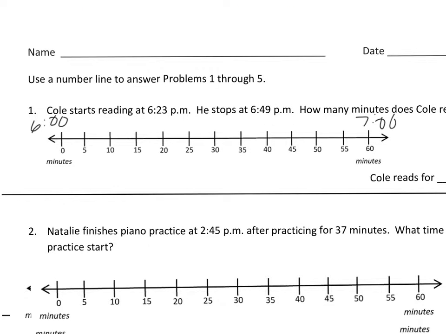So I'm going to start reading at 6:23. So I just need to find 23. It's 5, 10, 15, 20. My 4 lines for my minutes, 21, 22, 23. So there's my 23 where he starts reading. And then he stops at 6:49 p.m. So I can change my color. And I know actually that 49 is right before 50. So I'm just going to mark my 49. How many minutes does Cole read?